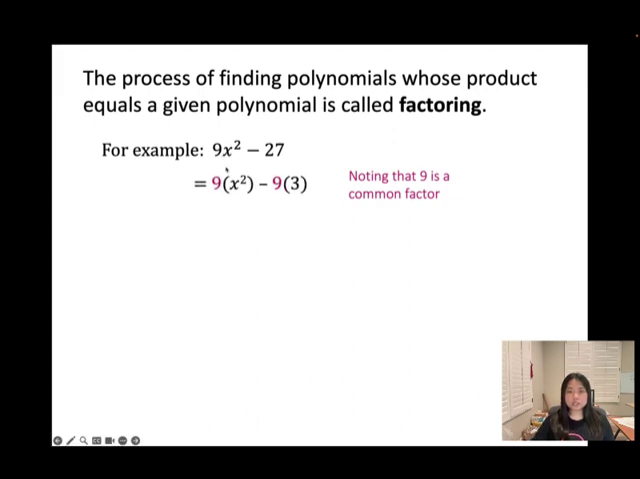We could rewrite it as 9x squared minus 9 times 3, which is equal to 27. So we could factor out the 9. So you're going to get x squared minus 3. Okay, so you could double check your work, distribute it back. You're going to get the same thing here.